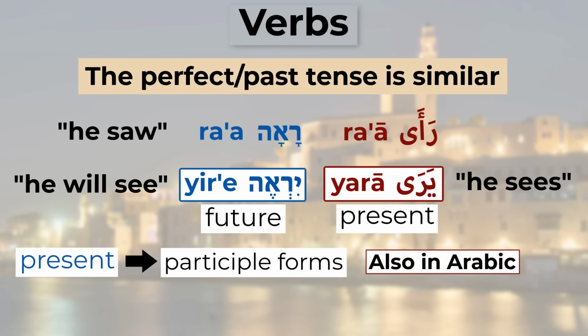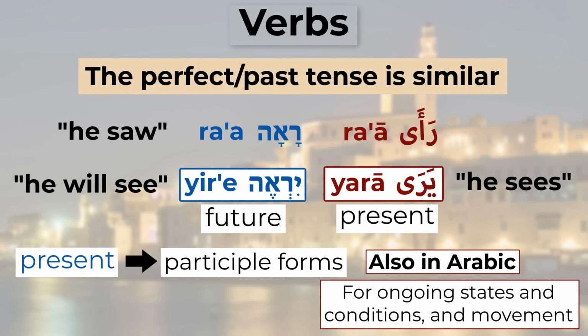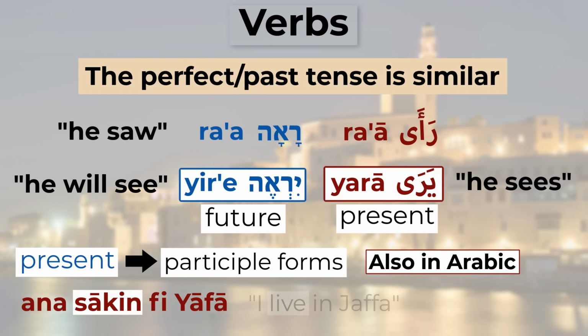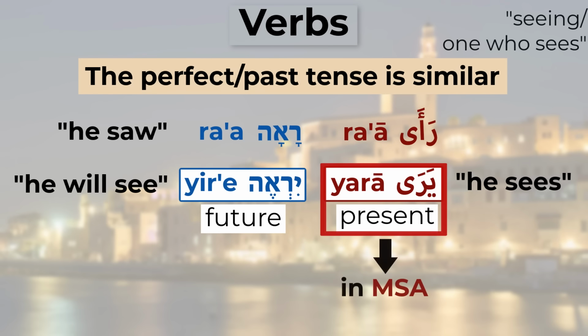There is something similar in Arabic, with the equivalent participle form being used for the present tense, but mainly for certain verbs showing ongoing states or conditions, and verbs that indicate movement. For example, أنا ساكن في يافا. I live in Jaffa. Before I said that the imperfect form by itself in Arabic indicates present tense.